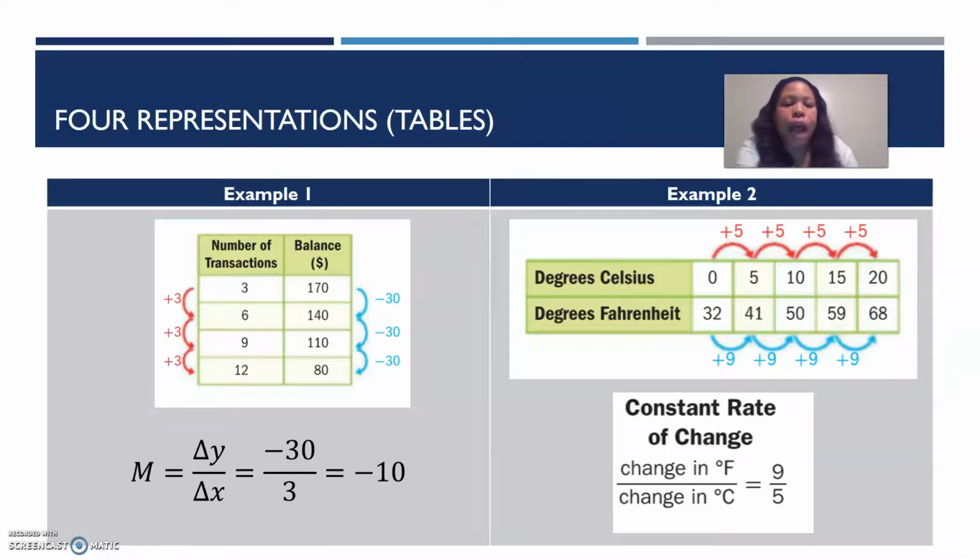How would I find that through a table if it only gave me the table? Ms. North is actually just going to replicate it because you're writing your notes. So these are your notes. Your table is 3, 6, 9, 170, 140, 110.